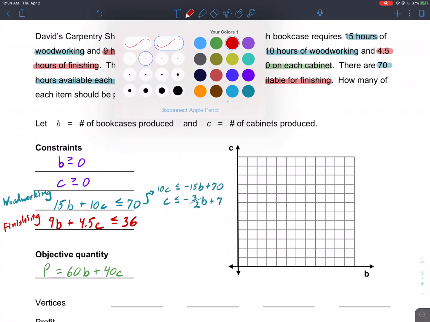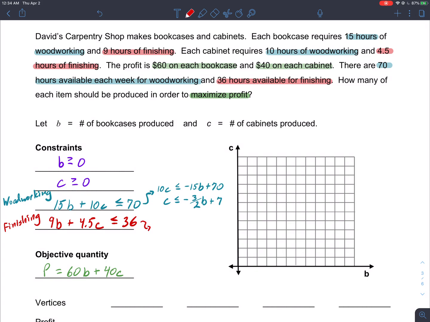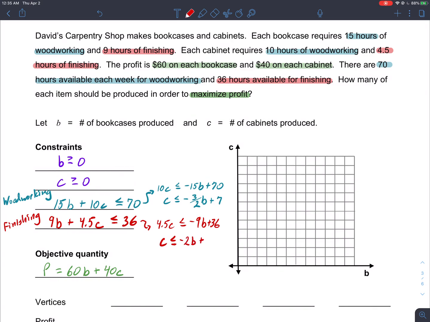Okay, so if I do the same thing with my red equation here, I've got 4.5c is less than or equal to negative 9b plus 36. And this is a little more complicated, but it's 9 divided by 4.5. Notice that 4.5 is literally half of 9, so I'm basically breaking 9 into two pieces. So it's negative 2b plus 36 divided by 4.5, which is conveniently 8. So it works out nicely. All right, so it is this equation.